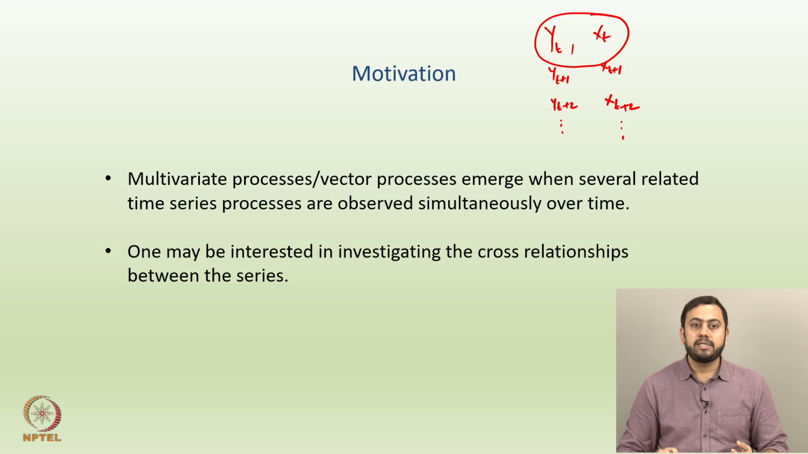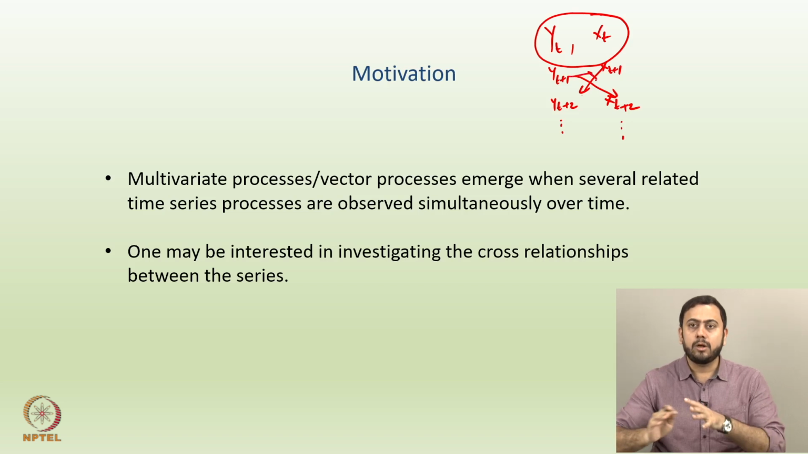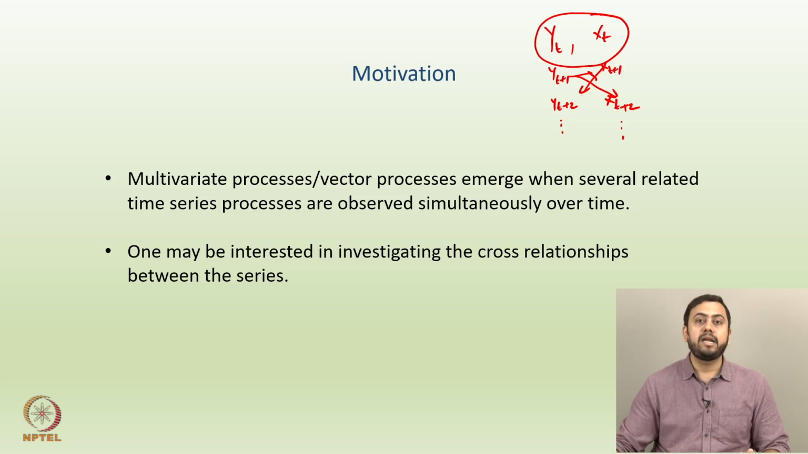The second point in the motivation slide is that one might be interested in investigating the cross relationships between the series. For example, how is Xt+1 related to Yt+2, or how Yt+1 might be related to Xt+2, or Yt+1 might be related to simply Xt+1, and so on. All these are cross relationships among the lags also. If such a thing exists, it will be very suitable to study them together or put forward a model which is combined on both Xt and Yt. This is exactly where the idea of multivariate time series analysis or multivariate time series processes emerges.